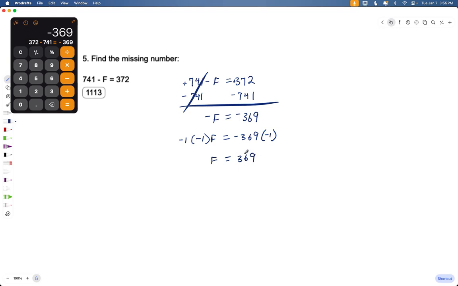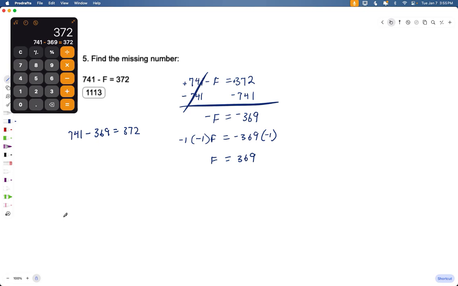Now if we take that 369 and substitute it in for f, 741 minus 369, that should equal 372. So let's see, we'll double check. 741 minus 369 equals 372.